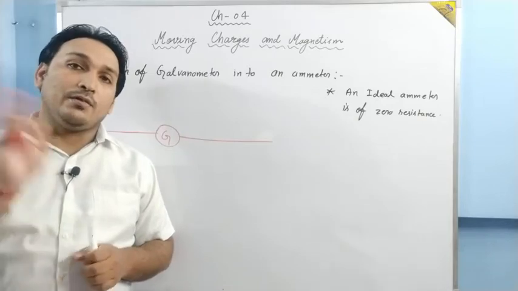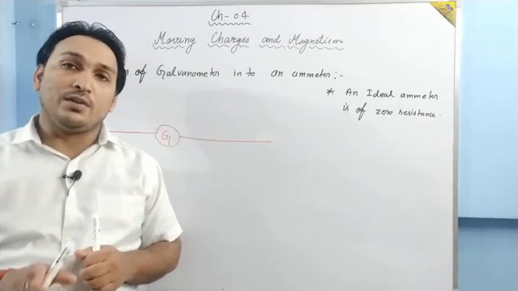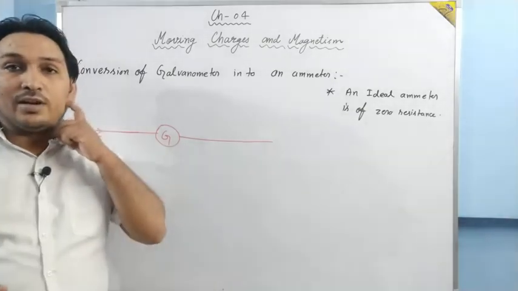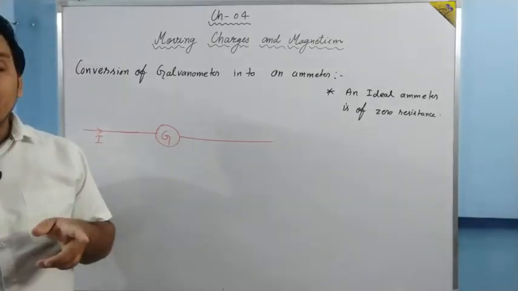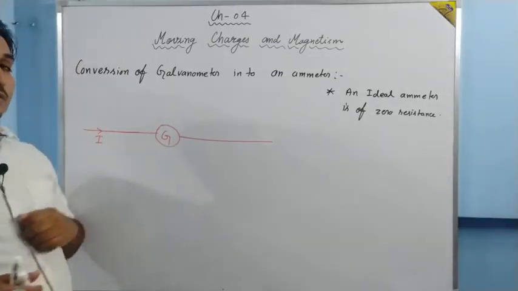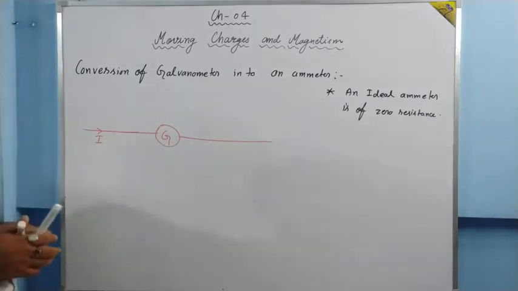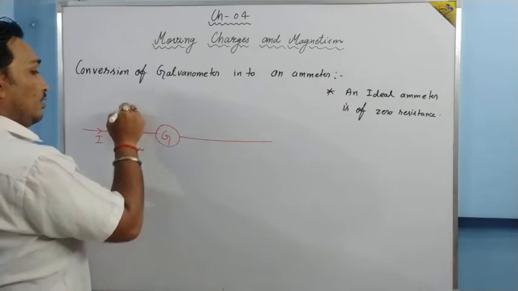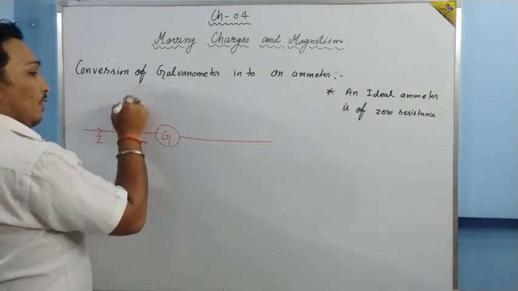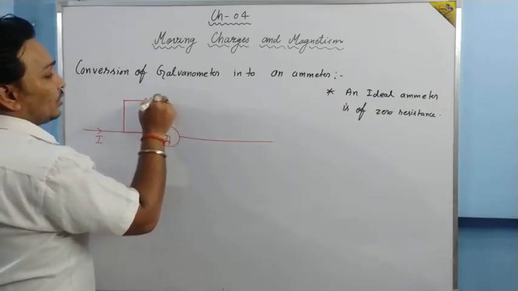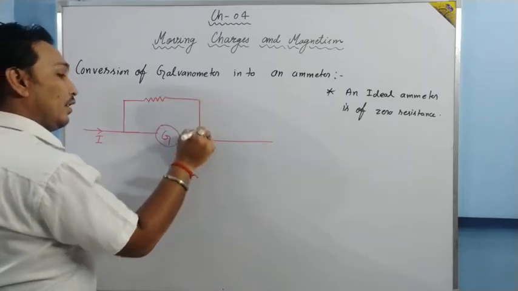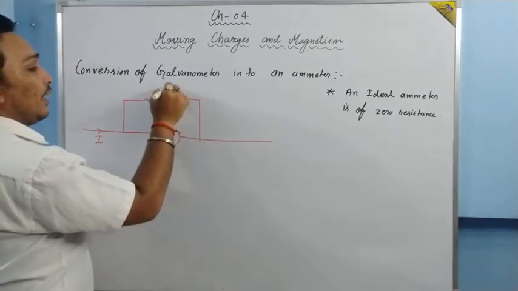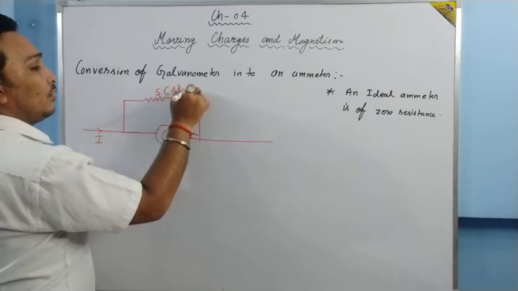So actually here we have to do two things. First, we have to make sure that a small amount of current passes through the galvanometer, and second, we have to measure this current also. So what we do is make an arrangement where we connect a low resistance wire in parallel to the galvanometer, and that low resistance wire is called a shunt.